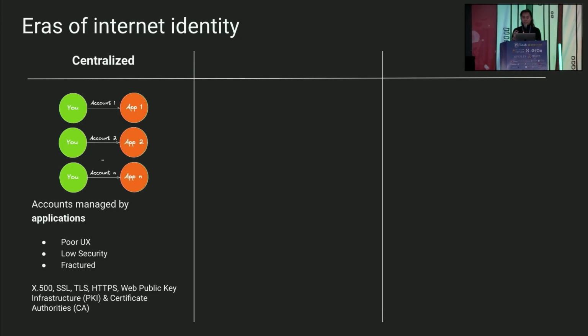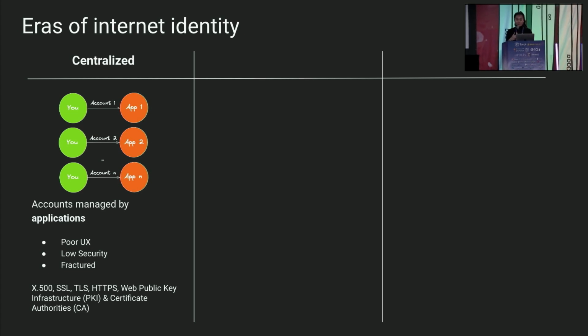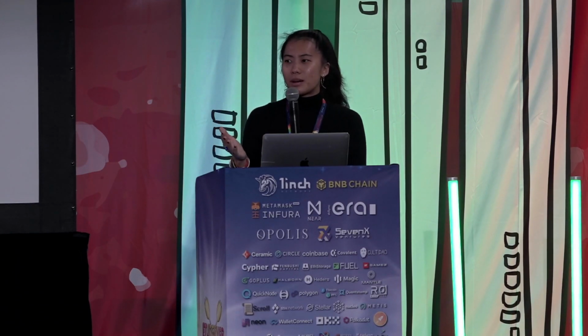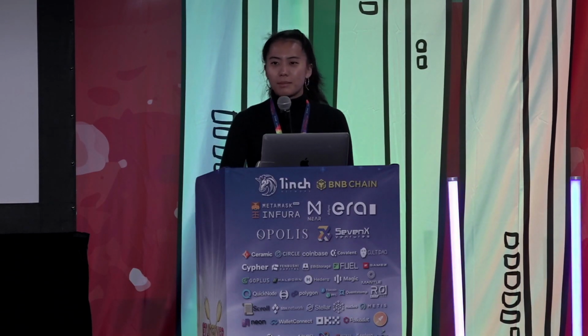So just going over the different eras of identity on the internet. So in the 90s, early 2000s, the accounts are managed by applications. So it's very application-centric in terms of, you sign up with your username and password. It's very poor UX for the users because across applications, you have to create a new account. And there's low security because you end up repeating the same password, like a memorable, guessable password, and it's fractured, right? So the reputation that you build up on one platform is not easily transferable to another platform. You have to keep authenticating yourself with the username and password each time.